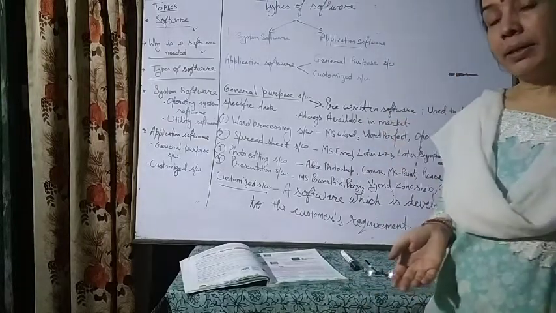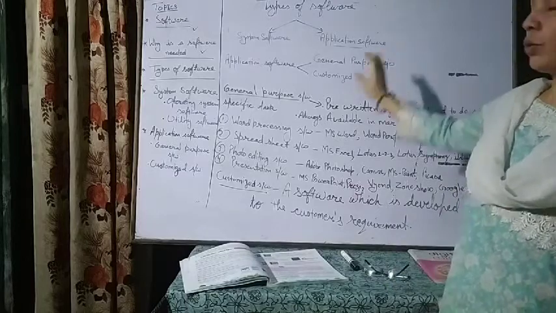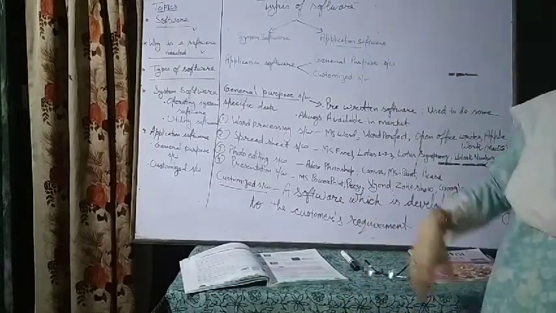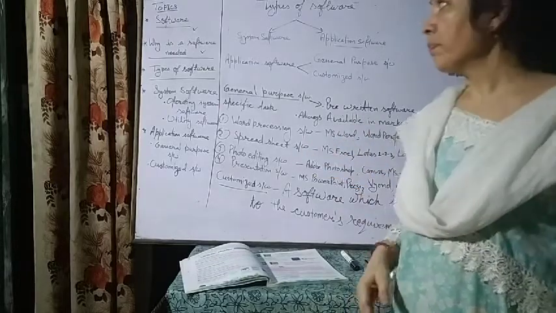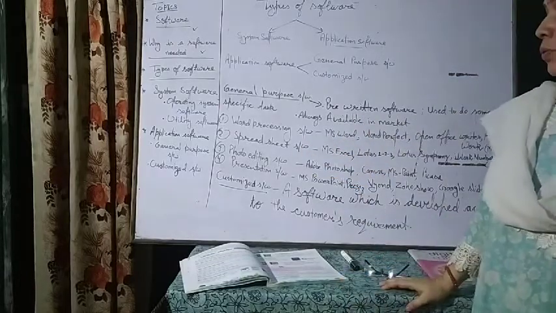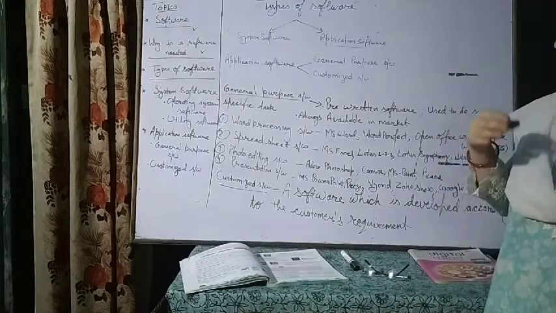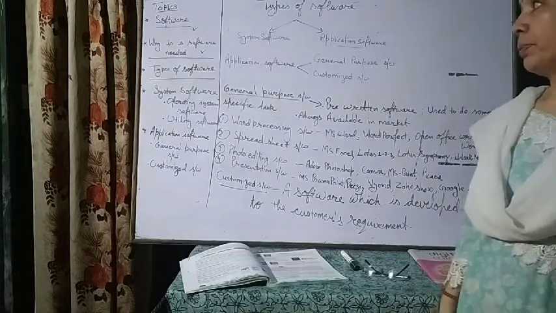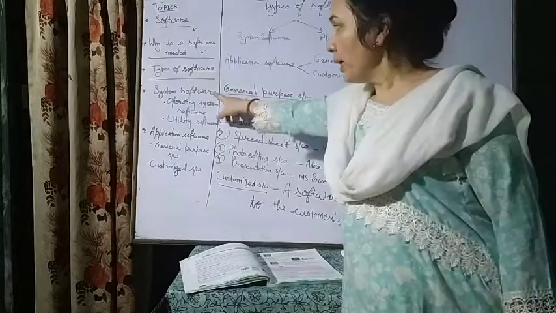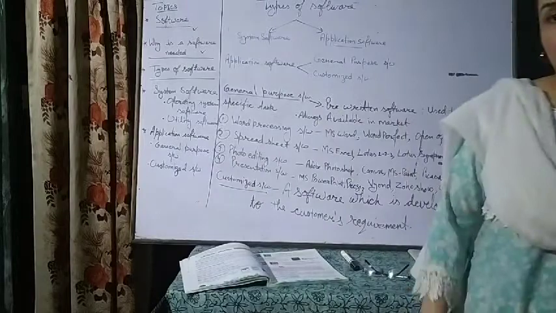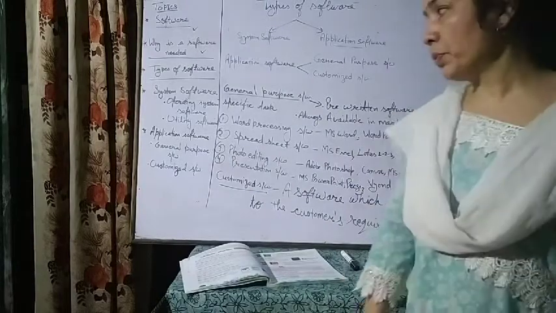Our next topic, application software. In previous videos we had discussed software, why software is needed, then types of software. Two types of software we had discussed: system software and application software. In system software we had discussed operating system software and utility software. This we had discussed in previous videos.